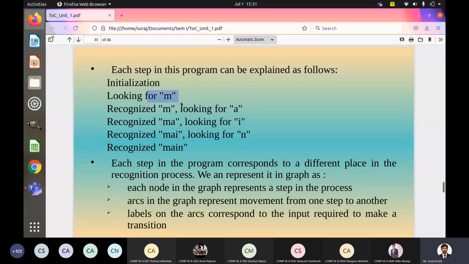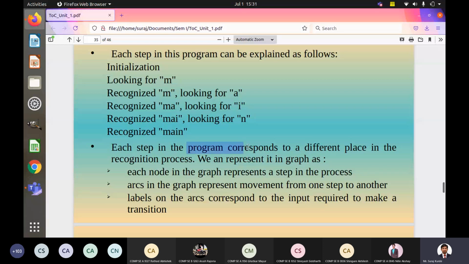So this is the logic, and the same we have to represent using a transition diagram and a transition table, which are part of finite automata. Each step belongs to a different place in the recognition process, and it can be represented using a graph. Each node in the graph represents a step in the process. Arcs or the lines in the graph represent movement from one state to another. So there is a transition from one state to another, or one node to another. You have already learned the graph, what is the node, what is the arc.